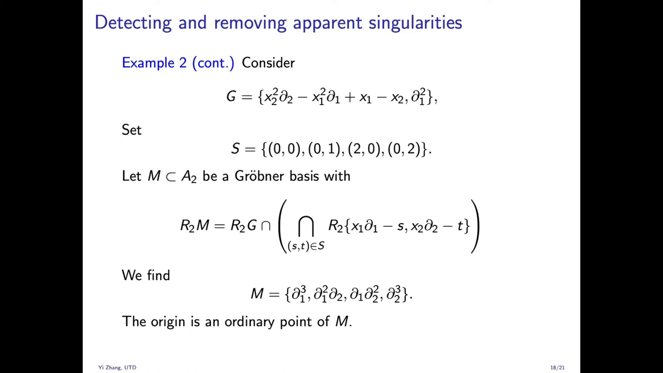We are actually doing a similar thing as Fuchs, but in the multivariate case, so that we add those missing formal power series solutions, then the apparent singularity will be removed. And you can see clearly from M that the origin becomes an ordinary point.